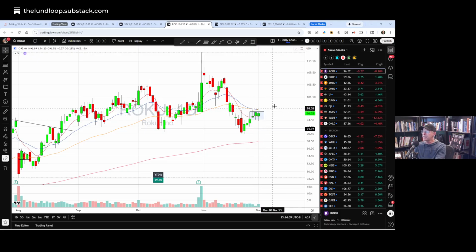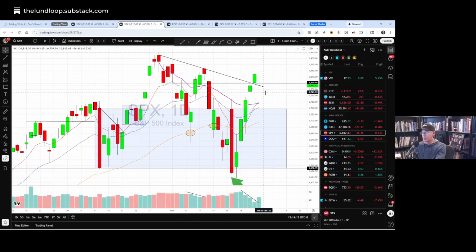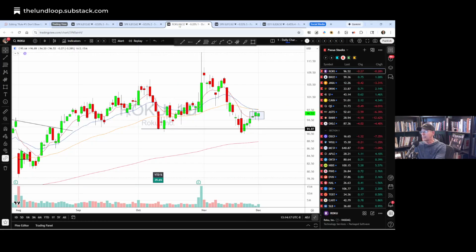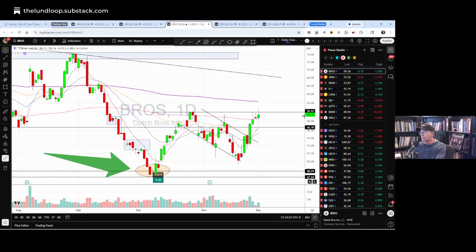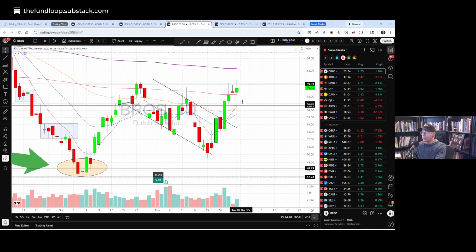The only problem with these setups is that the market probably has to pull back for a couple more days. So it's hard to think that these things are going to actually trigger and follow through if the market does pull back. Let's see what else. Bros is working on this 60 level. I don't like this tail here. I'd like one more consolidated day right here to put on the list, but this could go. So this has been showing really good relative strength. Keep an eye on that.